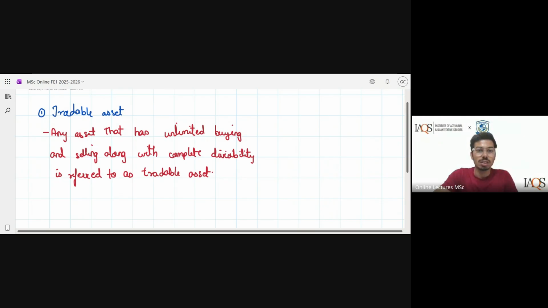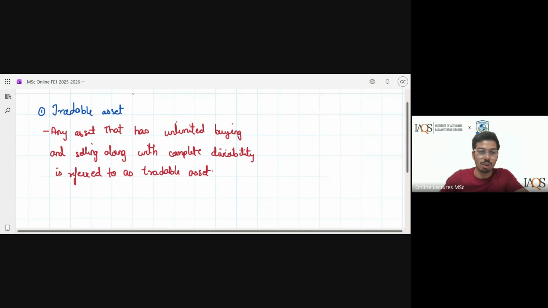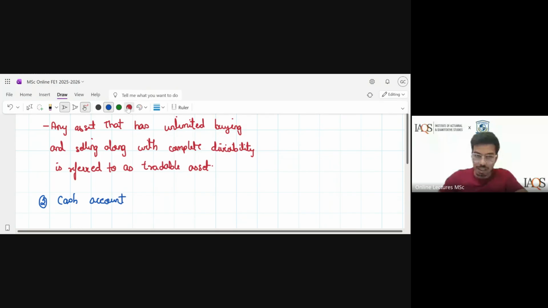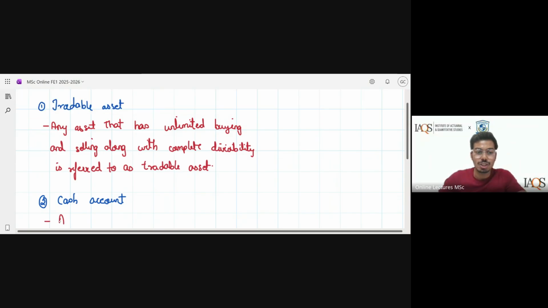The next one is ideally an assumption which we already know. It's not a concept as well, but just to put it out clearly, it's called the cash account. It's an assumption that cash is going to accumulate or discount at the risk-free rate. Whatever will be the cash component, whatever will be my investments, money is going to get accumulated or discounted at the risk-free rate of interest.